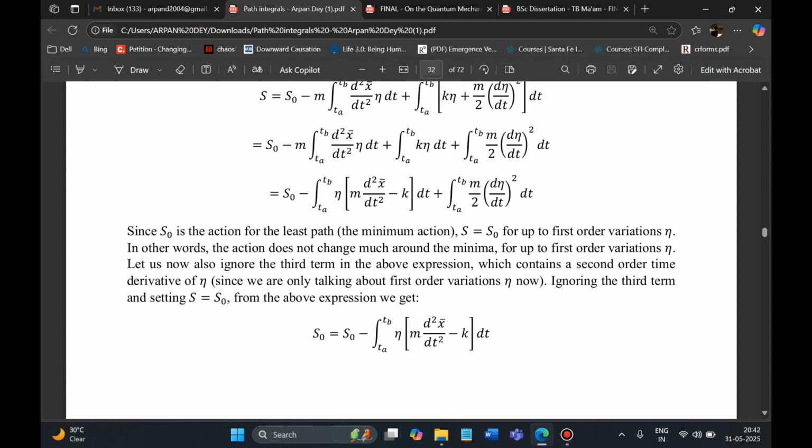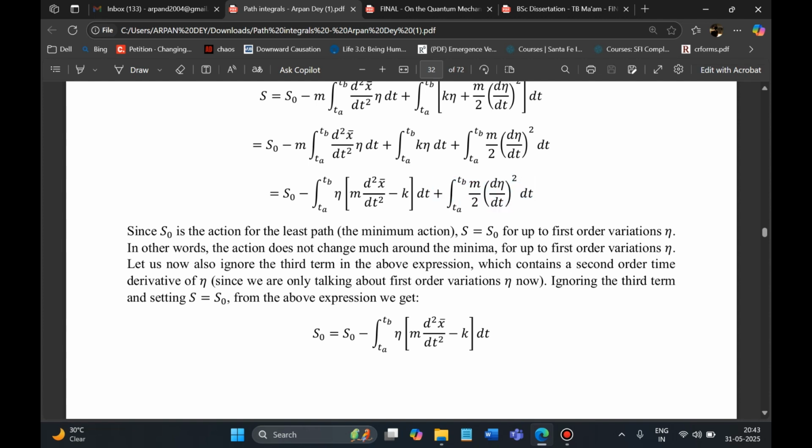I'm sorry, this is a typo, this will be S. So no, this is not a typo, wait. So we are ignoring the third term, fine, but we can ignore the third term only when S is equal to S naught. I mean only since S naught is the minima. S is the general expression for the action. S is not S naught. But when S is equal to S naught, that means for the special case when S is the minima, then we can ignore the third term.